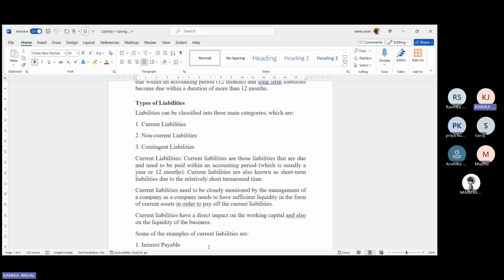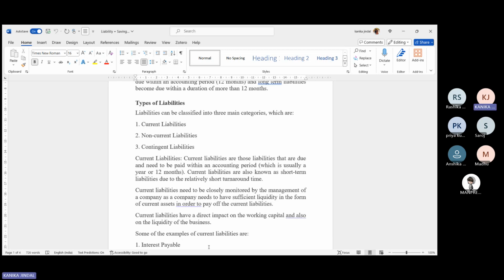तो जो करंट लाइबिलिटीज होती हैं वो लाइबिलिटीज होती हैं जिनका जो ड्यू पीरियड होता है, that is, which are due or need to be paid within one accounting period, जिनको हम 1 year में पे करते हैं, उनका जो ड्यू पीरियड है that is within 1 year, and they are also known as short term liabilities. They need to be closely monitored by the management of a company, as a company needs to have sufficient liquidity in the form of current assets in order to pay off current liabilities.